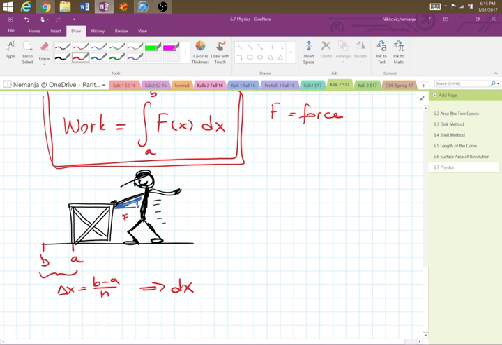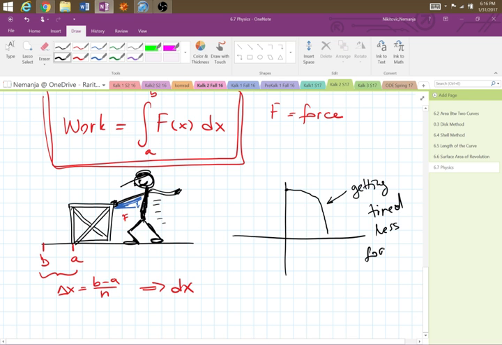As I said, as you're getting more and more tired, the force is weakening, and we can capture that with a function. I can draw some kind of function that is decreasing. Usually it's not linear. Usually you start getting slowly tired, and then you really get tired. So maybe some kind of negative x squared could play a role in something like that. So that's the idea of the entire thing. I'll just say getting tired, less force applied. So that's force in time.